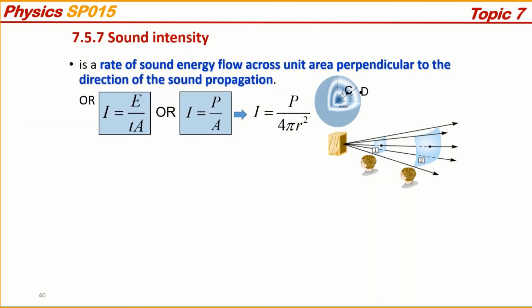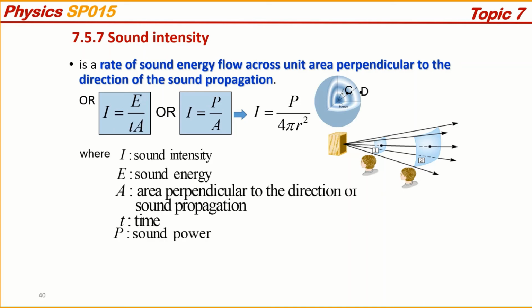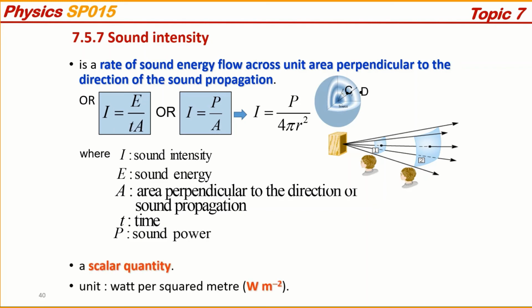Sound intensity is the rate of sound energy flow across unit area perpendicular to the direction of the sound propagation, or I equals E over TA, or I equals P over A. So I equals P over 4 pi R squared, where I is sound intensity, E sound energy, A area perpendicular to direction of sound propagation, T time, and P sound power. It is a scalar quantity and its unit is watt per square meter.